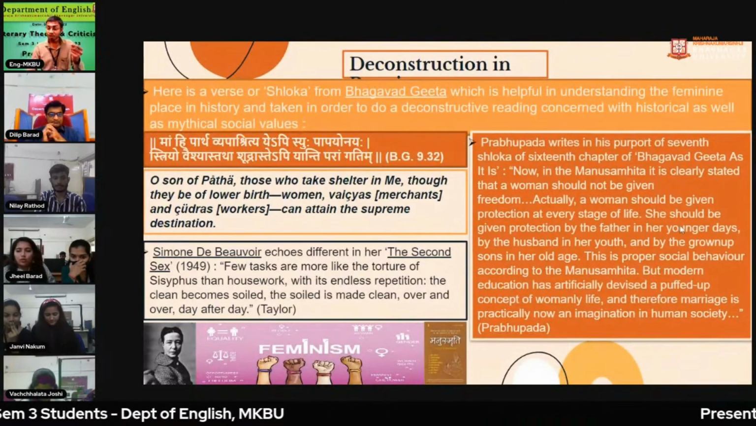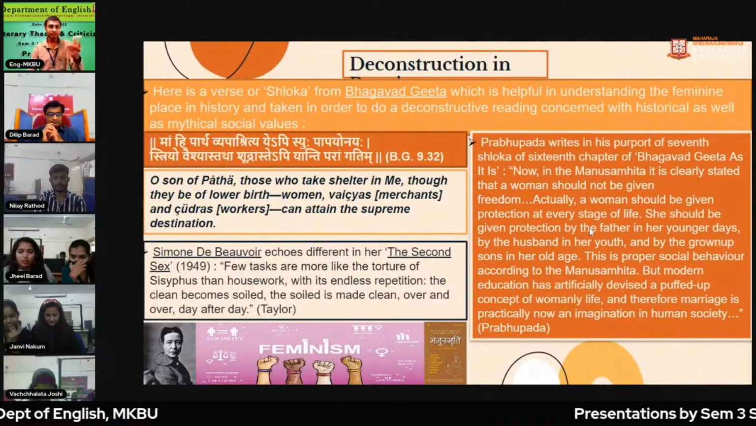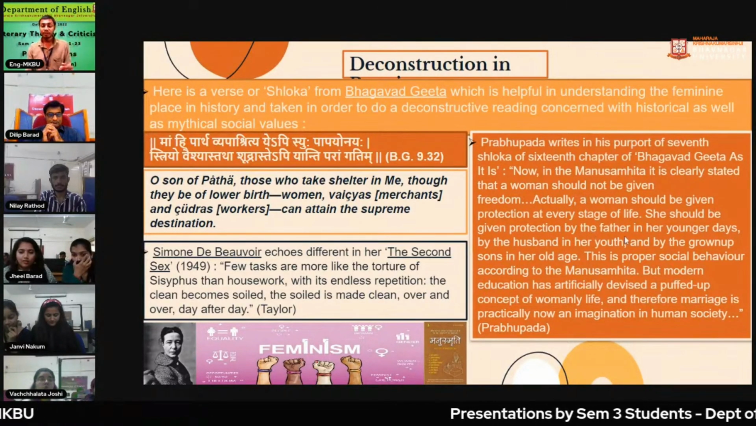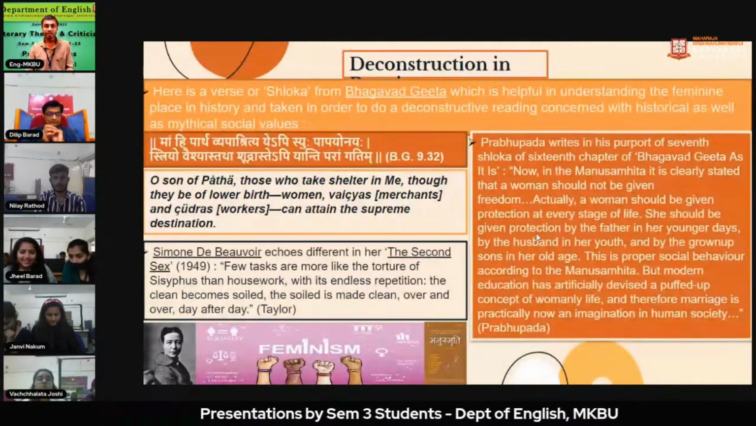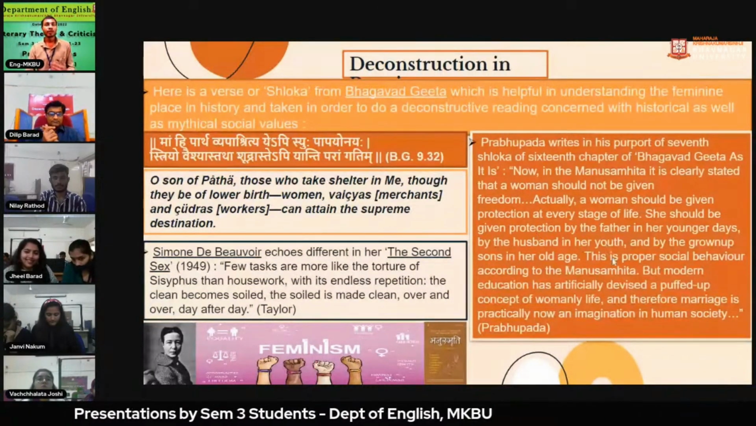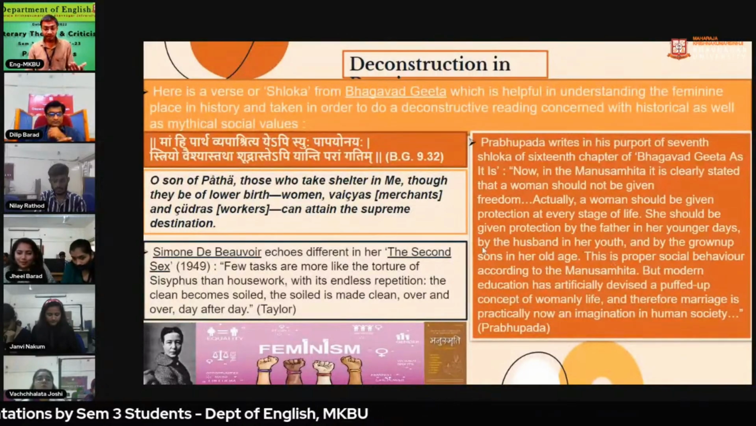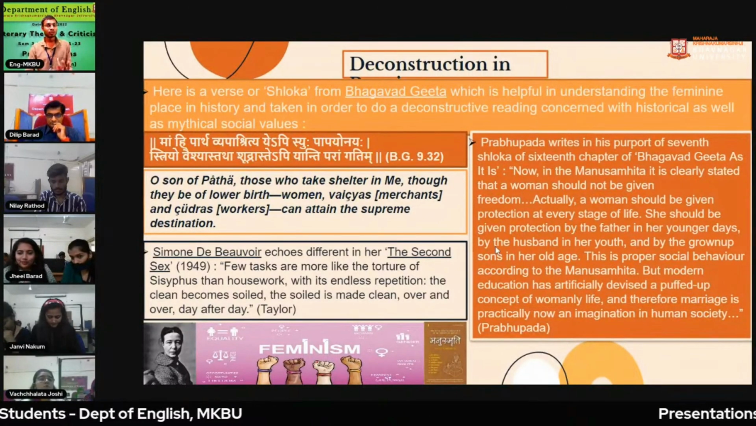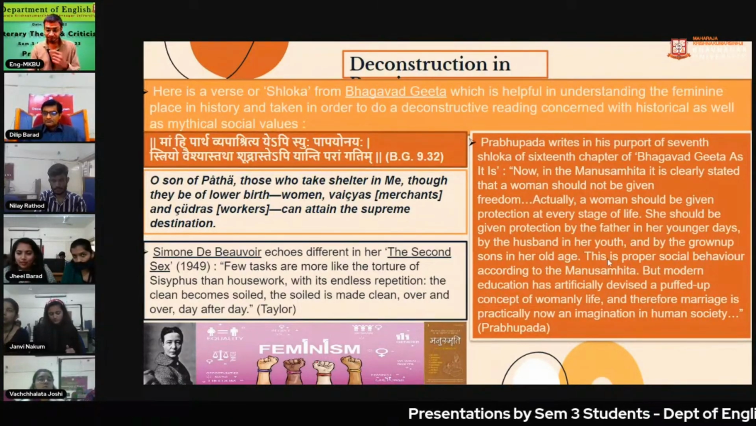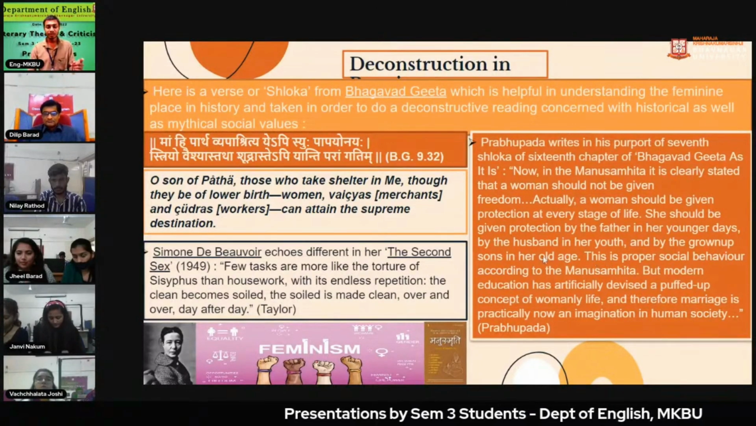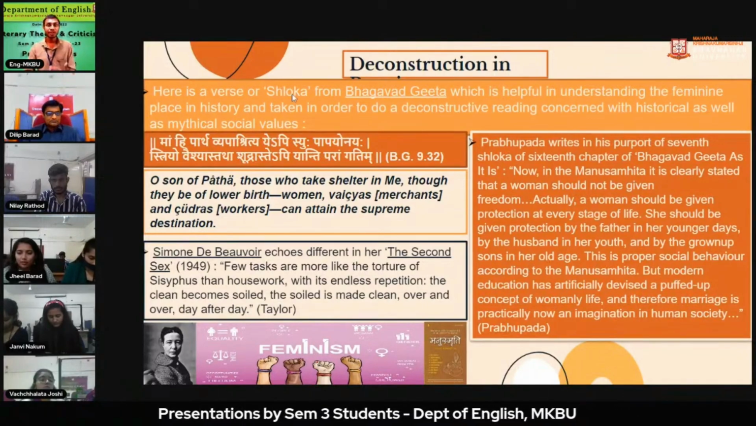So she should be given protection by the father in her younger days. When you are a child, as a girl, your father should be your protector. And by the husband in her youth. When you grow up, when you become an adult, then your husband will take care of you. And by the grown-up sons in her old age, by the grown-up sons in her old age.